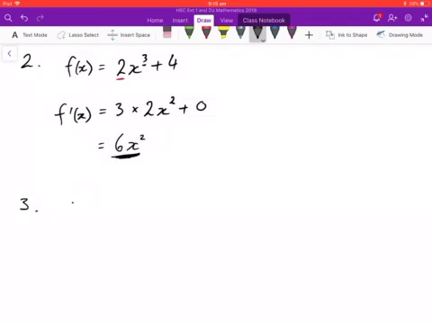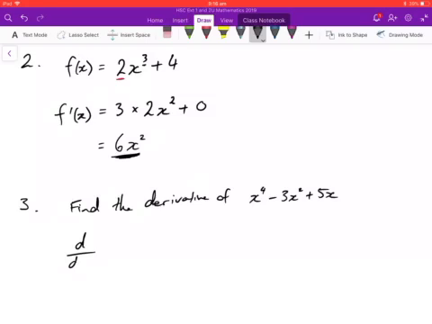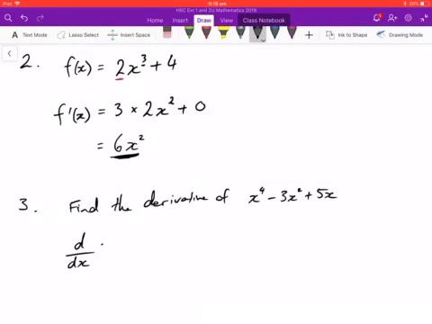Okay, let's try this one. Find the derivative of x to the power of 4 minus 3x squared plus 5x. Now in this case we don't have y equals or f of x equals, but that's okay. If I want to say differentiate with respect to x, I can just write it like this, d dx. So if I had y equals, I would put y there, but this is just the derivative of x to the power of 4 minus 3x squared plus 5x.